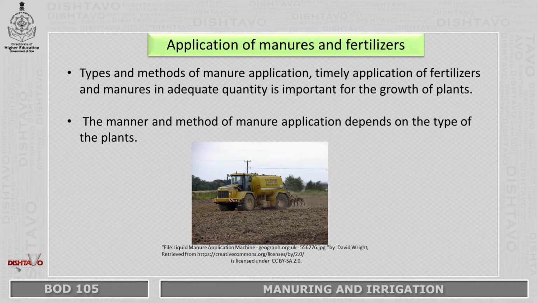Timely application of fertilizers and manure in adequate quantity is important for the growth of the plant. The manure and method of manure application depend upon the type of the plant in the field. In this picture, you can see mechanical application of manure.